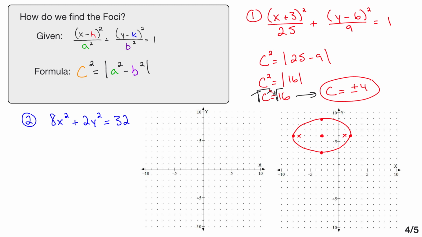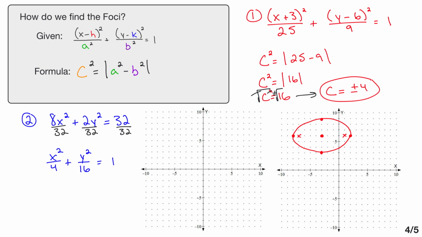Well, what happens if they're not all done up like the way that we like? Like problem number 2, I don't have it equal to 1, and I'm not dividing, I'm multiplying. Well, problem number 2, really straightforward. I want it equal to 1. First step, always make sure that the equation is equal to 1. So first step is I'm going to divide everything by 32. Because that will give me, well, 8 divided by 32. That's a simplifiable fraction. That is just going to be, not 8x squared, x squared over 4 plus y squared over 16 is equal to 1.